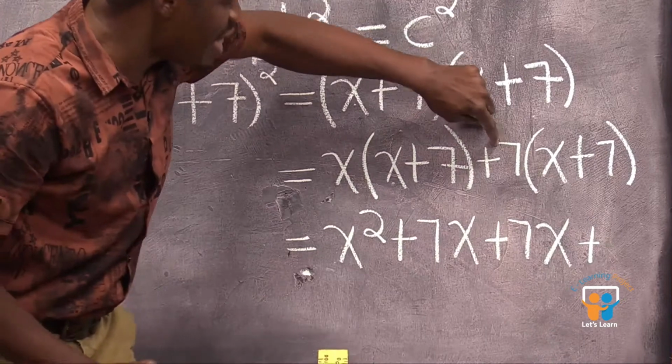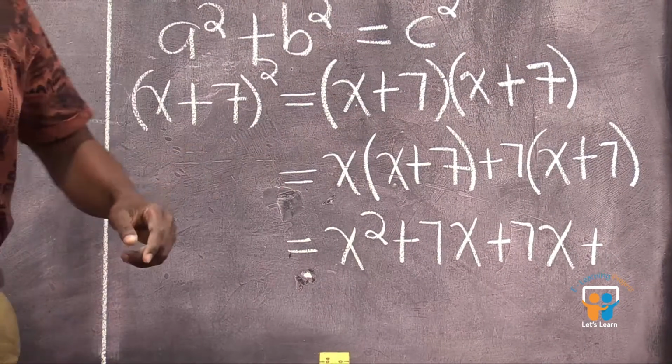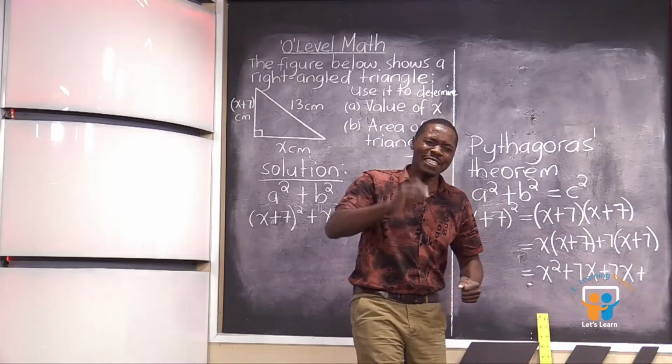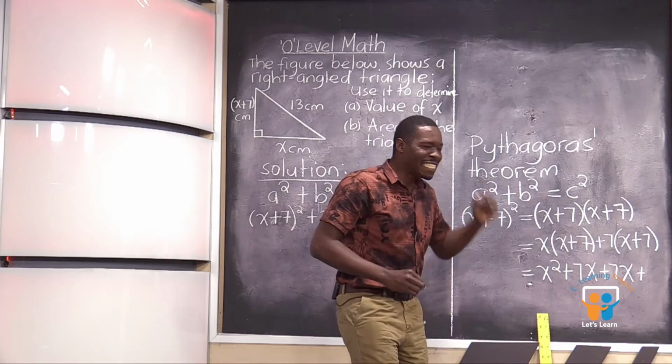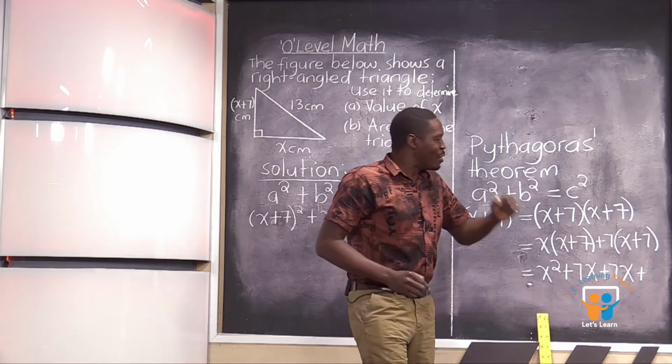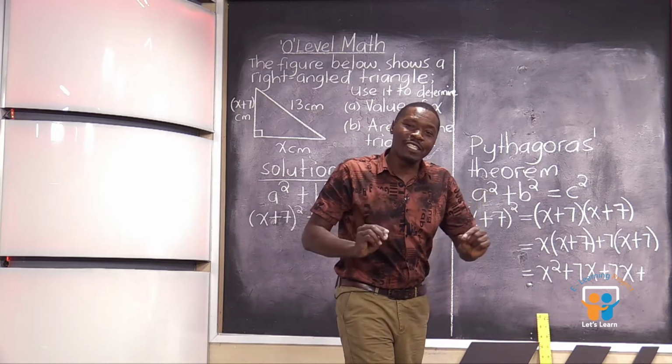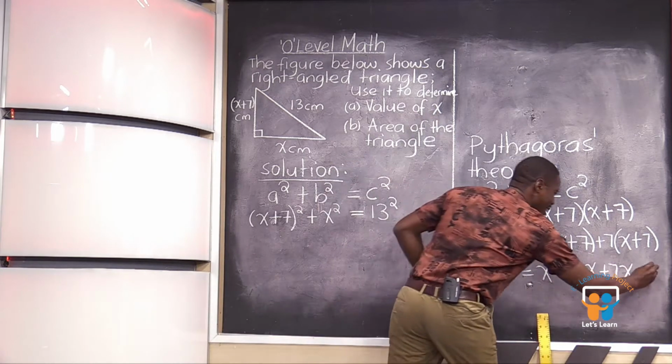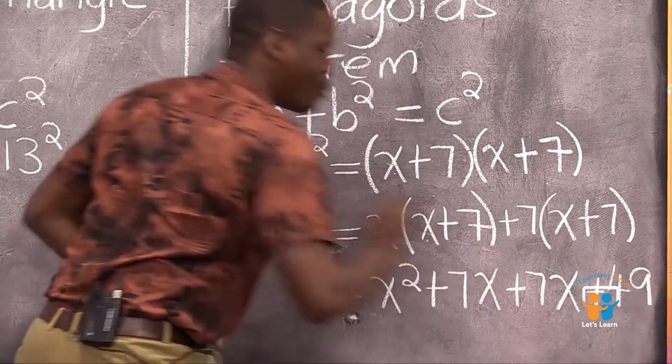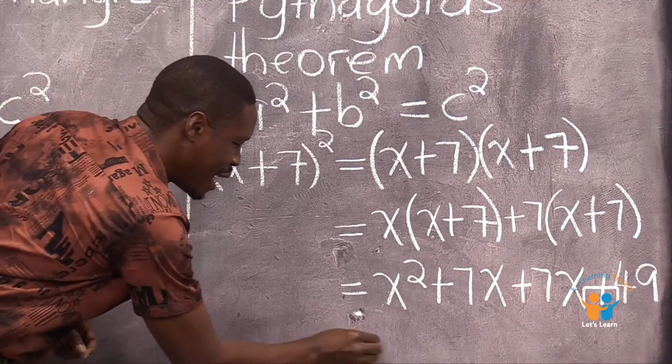Plus 7 times 7. Someone is telling me 14. It is not 7 plus 7. It is 7 times 7. Now, 7 times 7 gives us 49. So we are going to write our 49 there. That is good. Now, what do we get later on?